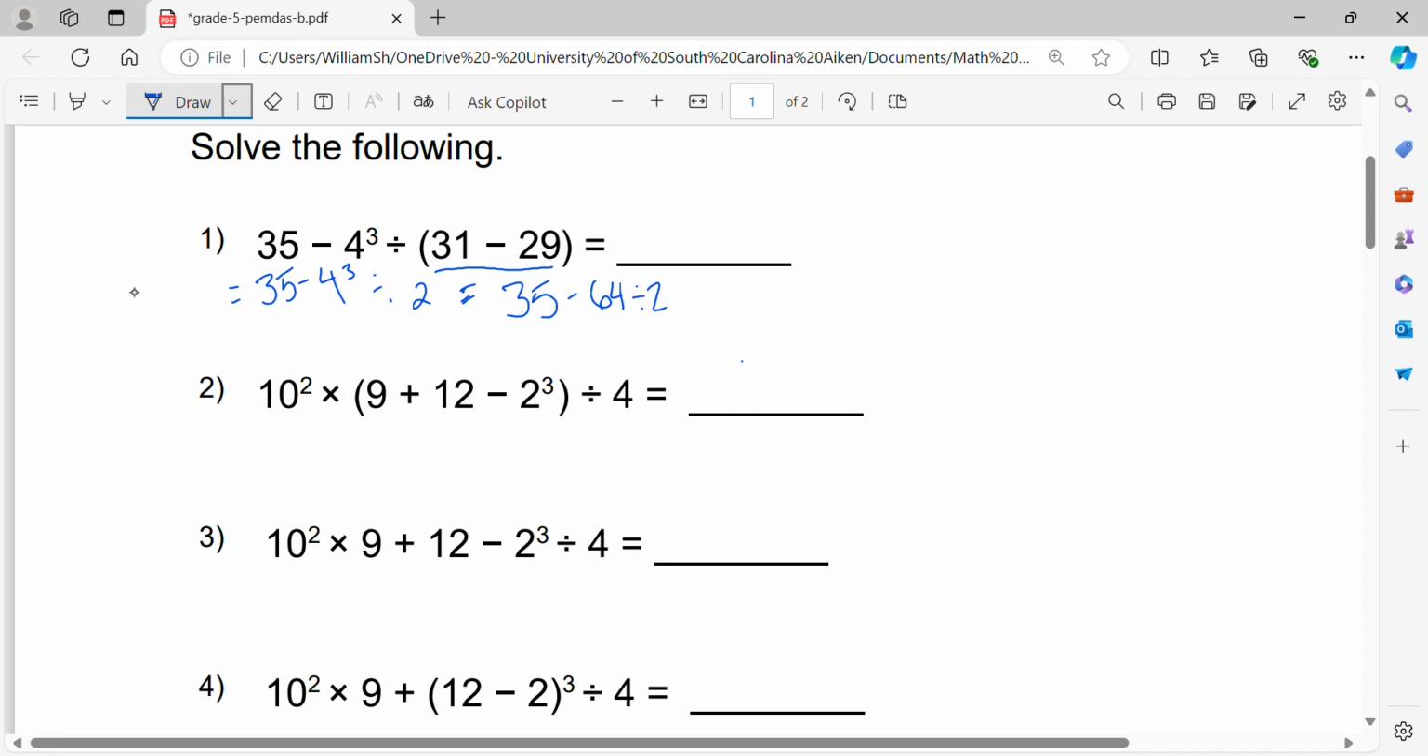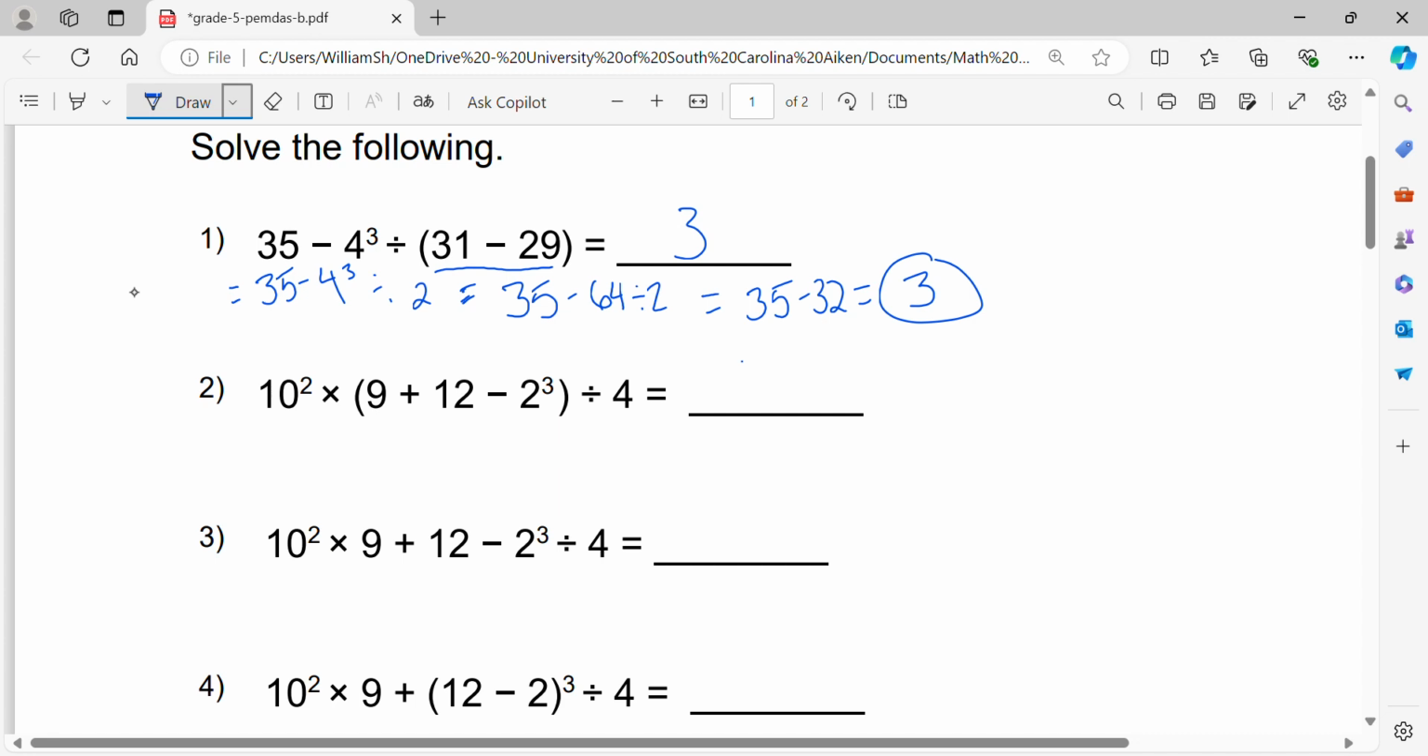Now, next up in our order of operations would be multiplication and division. We do have a division, the 64 divided by 2, so we do that next. 64 divided by 2 is 32. So I have 35 minus 32, which gives me a final answer of 3. If you were to do this order of operations any differently, you would get a wrong answer.